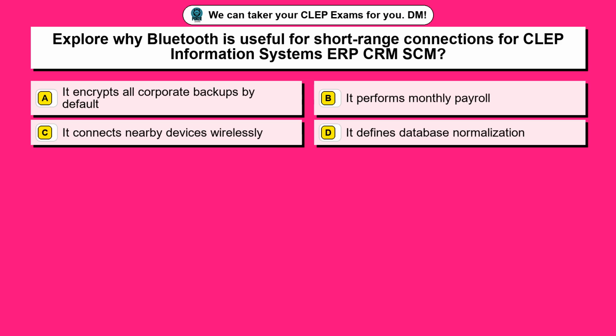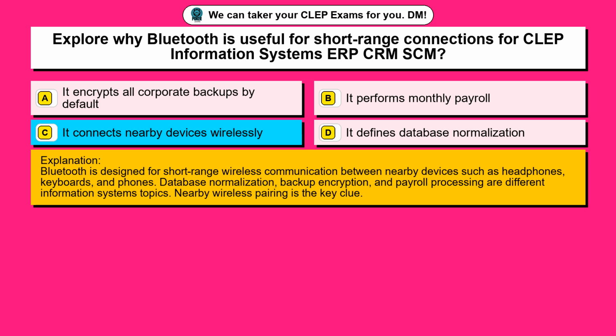Question 61. Explore why Bluetooth is useful for short-range connections for CLEP Information Systems ERP CRM SCM. Option A. It encrypts all corporate backups by default. Option B. It performs monthly payroll. Option C. It connects nearby devices wirelessly. Option D. It defines database normalization. The correct answer is option C. It connects nearby devices wirelessly.